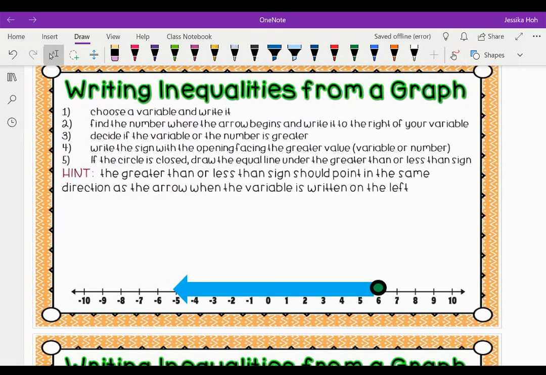Example number 2. It says choose a variable and write it, so we're going to stick with x. Then we need to see where our arrow begins, and it begins at 6. And we're going to look at our graph. Are those numbers shaded larger than 6 or smaller than 6? They are smaller than 6. So our variables are smaller than 6. And is it open or closed? It is closed, so that means we need to draw the little line underneath to say that the 6 is included in our solution.